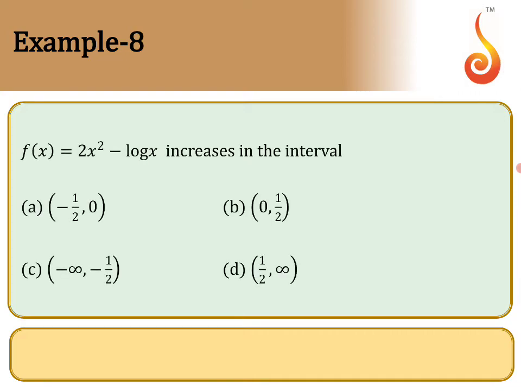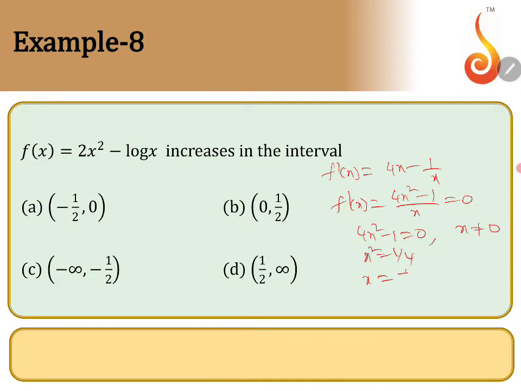f of x equal to 2x square log x increases in the interval. First of all we need to find f dash of x. Either increasing or decreasing, we need to find f dash of x. f dash of x equal to 4x minus 1 by x. That means we will get 4x square minus 1 by x. To get the critical values we need to put f dash of x equal to 0. So 4x square minus 1 equal to 0, but x is not equal to 0. Hence x square equal to 1 by 4, x equal to plus or minus 1 by 2.